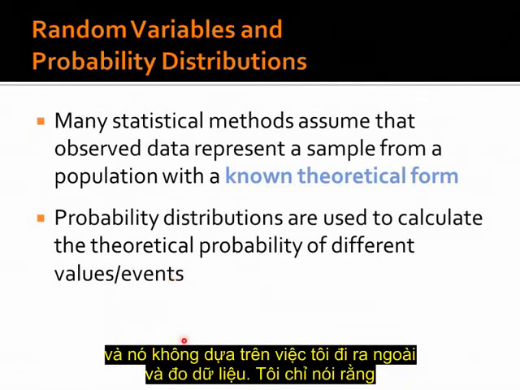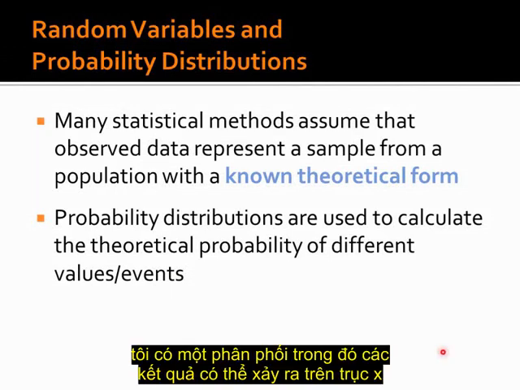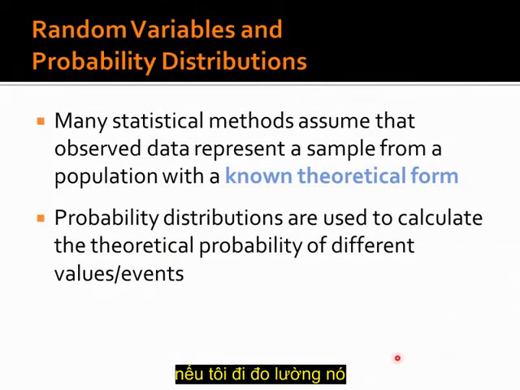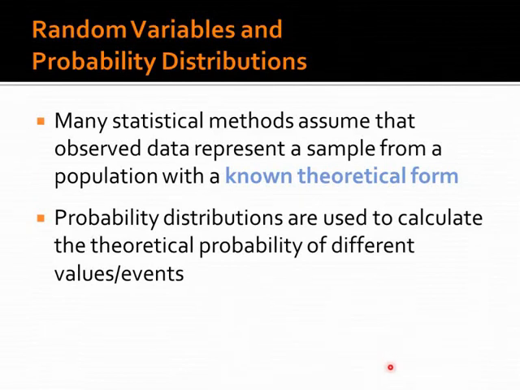And it is not based on me going out and measuring data. I'm just saying that I have a distribution where the possible outcomes are on the x-axis, and the expected probabilities are on the y-axis. And I expect it to look like this if I were to go out and actually measure it.